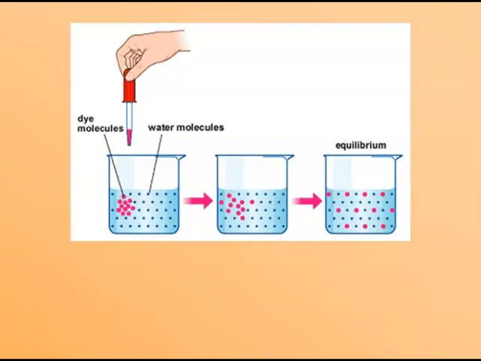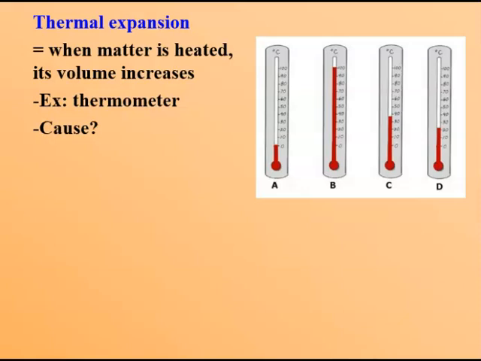Next, let's consider temperature. When you heat something up, the volume increases. That's called thermal expansion. An example would be a thermometer. When those particles get hot, the volume increases, and so the red liquid moves to other parts of the thermometer.